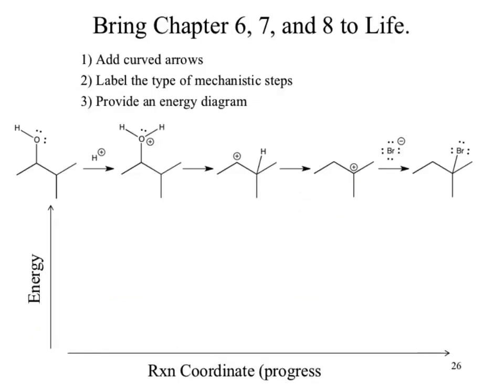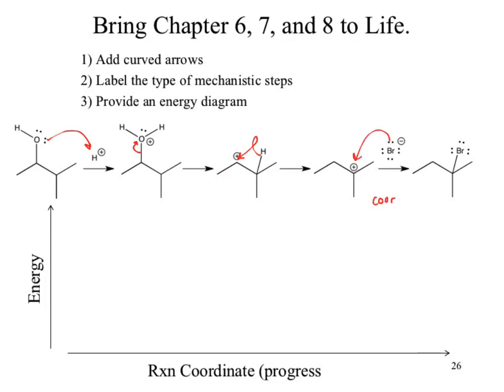So, 6, 7, and 8 back to life. We looked at this reaction, this sequence. Because we're already behind, I'm not going to make you do it as a quiz. We could go through and add curved arrows. In our first step, our oxygen attacks the hydrogen. Second step, our oxygen steals the electrons. We get the rearrangement. Then we get the bromide nucleophilic attack.